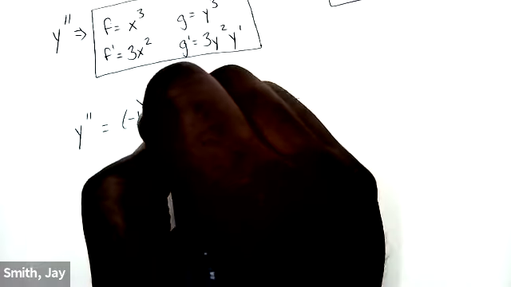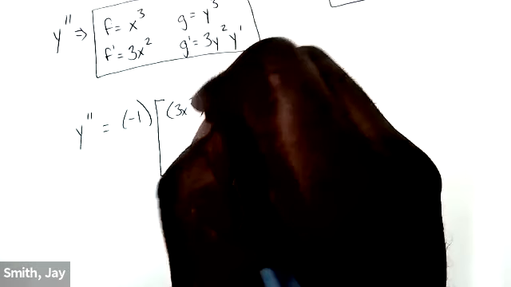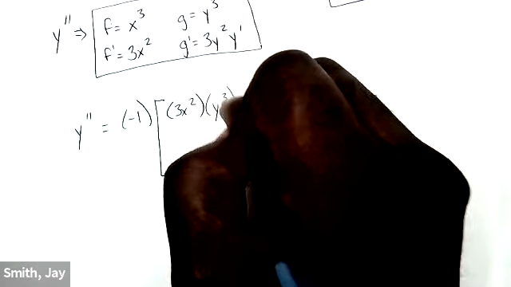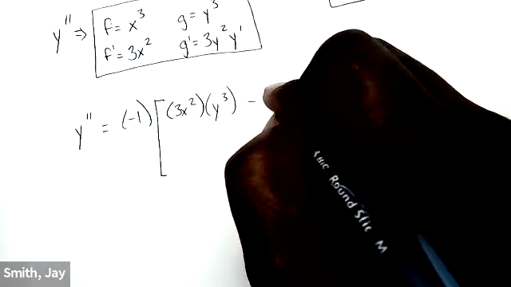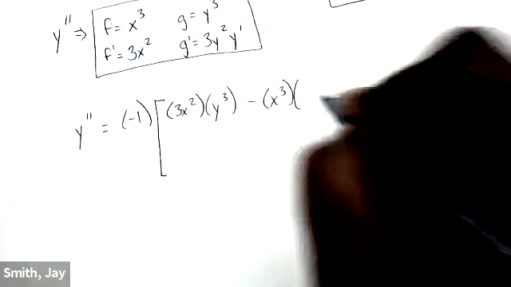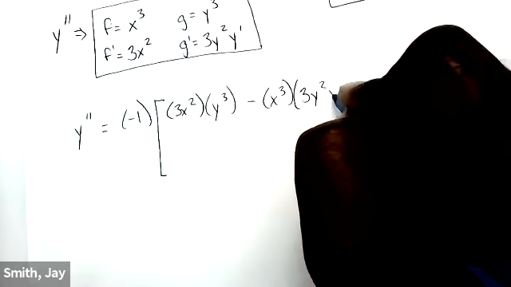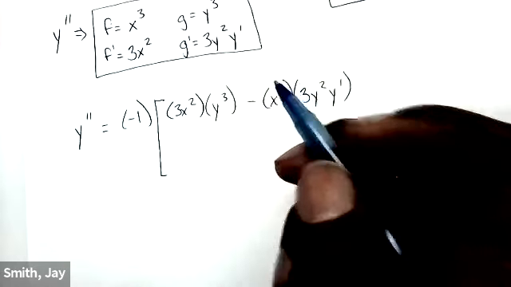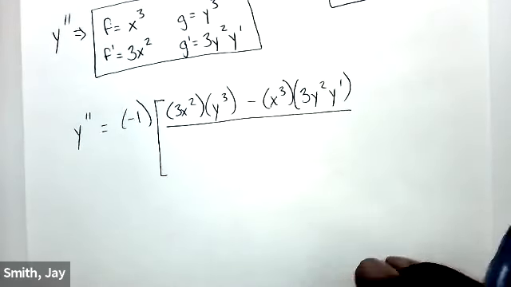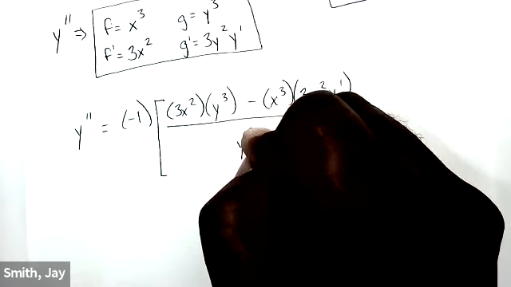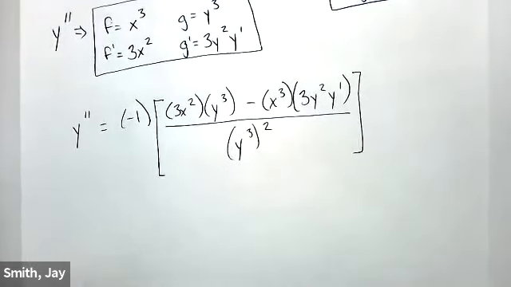f prime g, or 3x squared times g, y cubed, minus f g prime, f being x cubed, times g prime, which is 3y squared y prime. All of this is being divided by g of x squared, or in this case, y cubed, which is g of x, raised to the second power.